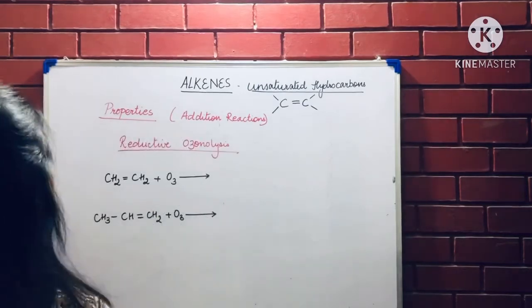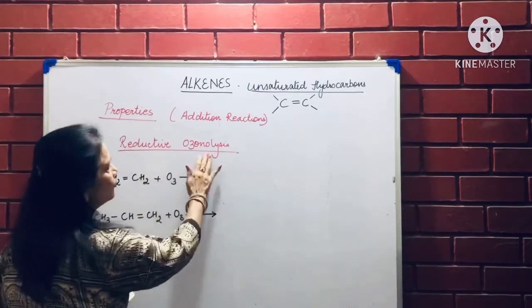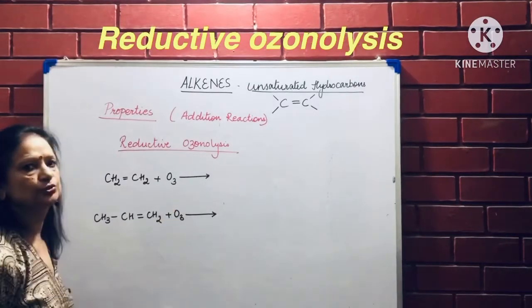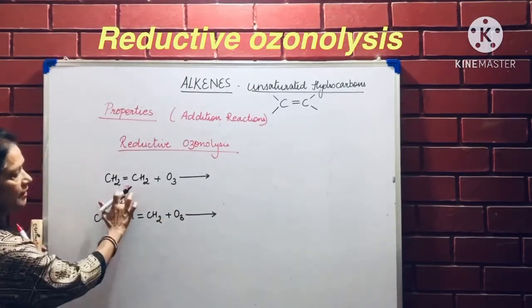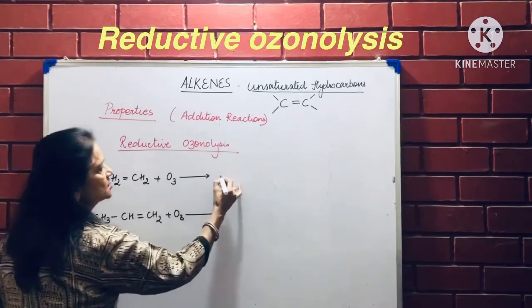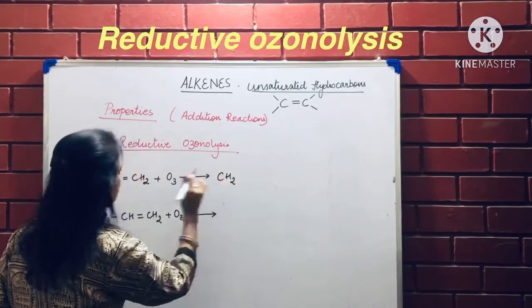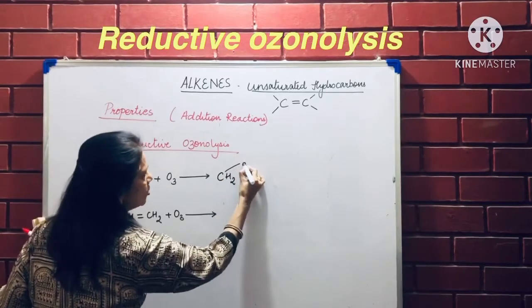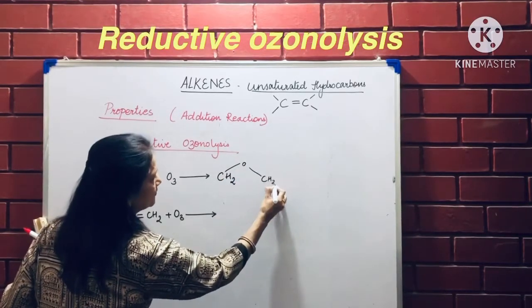Now next reaction is known as reductive ozonolysis. Ozonolysis means I am reacting with ozone. So there is a double bond here. There are 3 oxygen atoms. So we will write down CH2, remove this double bond and write oxygen atoms here.